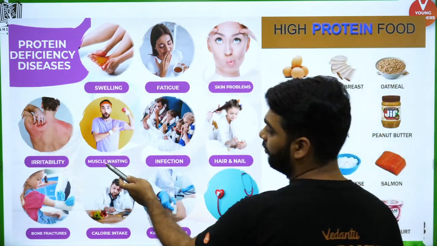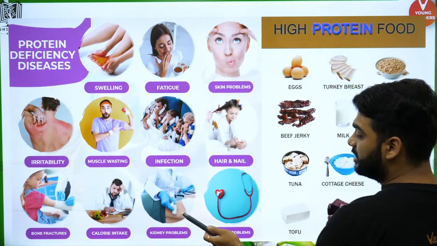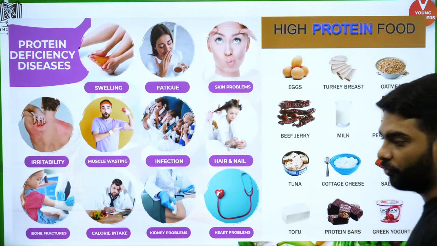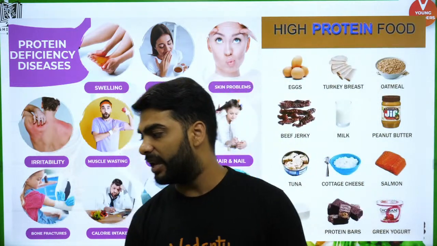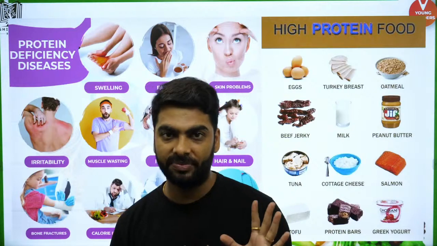Infections will happen easily, muscle wasting, irritability, bone fractures, calorie intake problems, kidney problems and heart problems. And you get your protein from eggs, turkey, oatmeal, peanut butter, milk, beef, tuna, cottage cheese, salmon, Greek yogurt, protein bars and tofu. Now, one very important thing I want to talk to you about: non-veg, right?